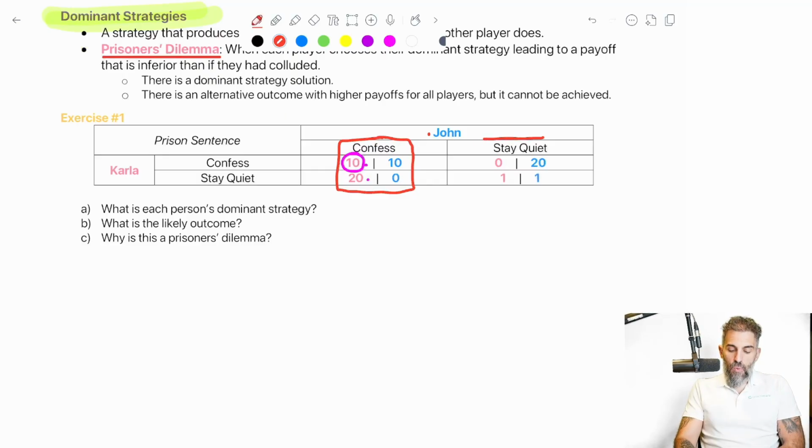If he stays quiet, what should she do? So she can either confess, right? And she would get a prison sentence of 0, or she could stay quiet and get 1 year. So she's better off confessing, right? 0 is better than 1. And so you see how Carla, in either case, is better off confessing. That is called a dominant strategy, which means Carla will confess for sure. She's better off confessing whether he confesses or not. That's one way to do it.